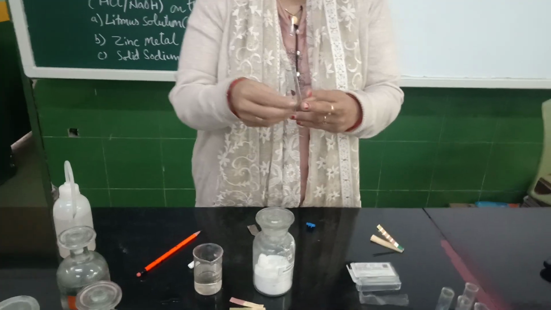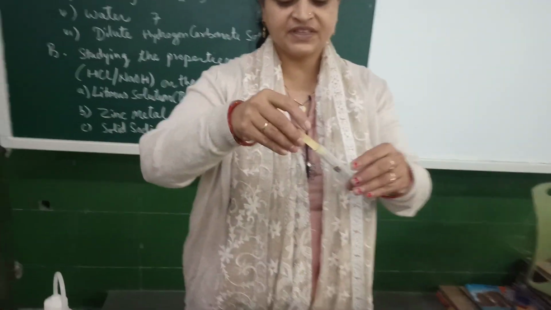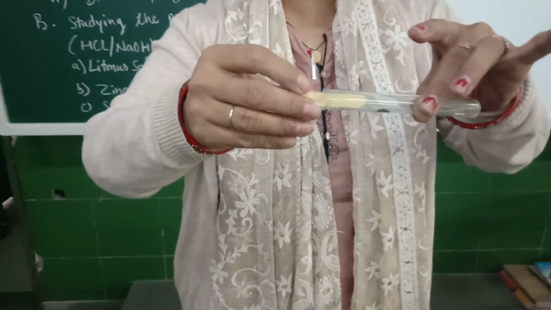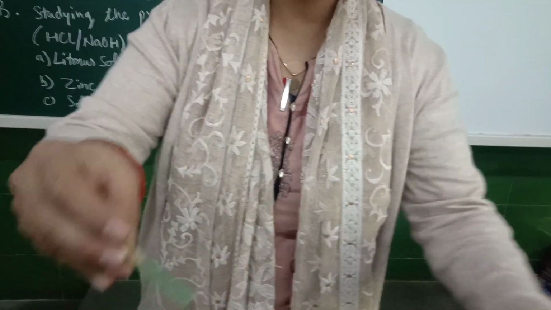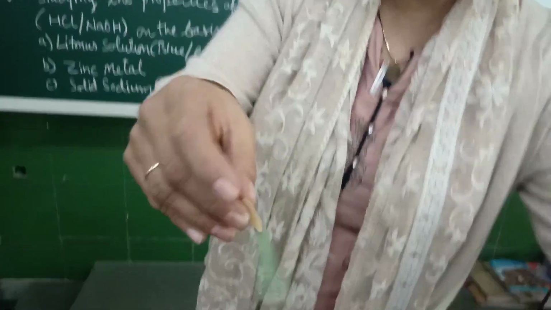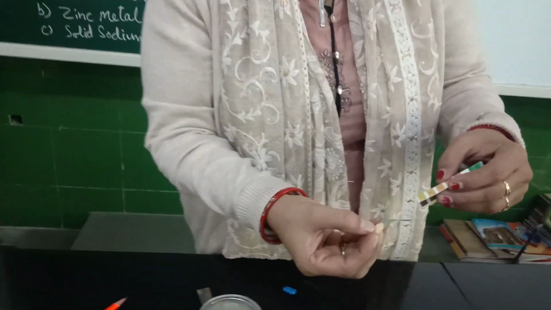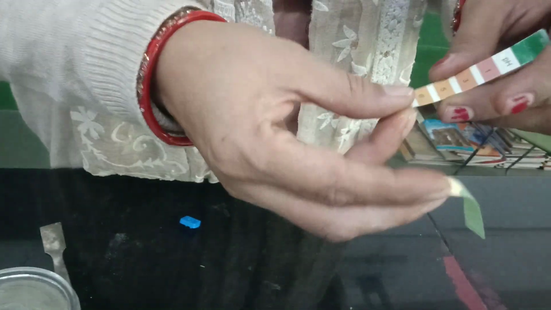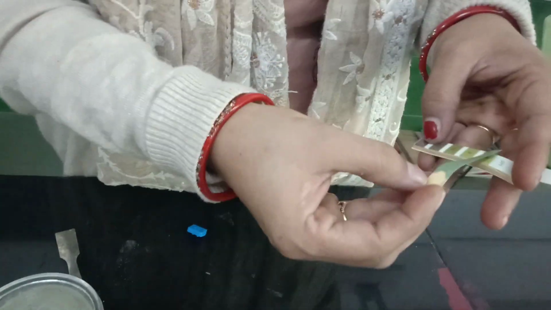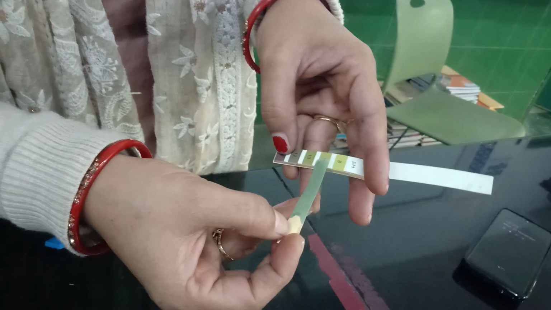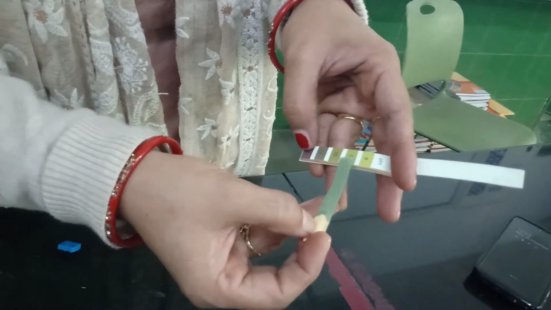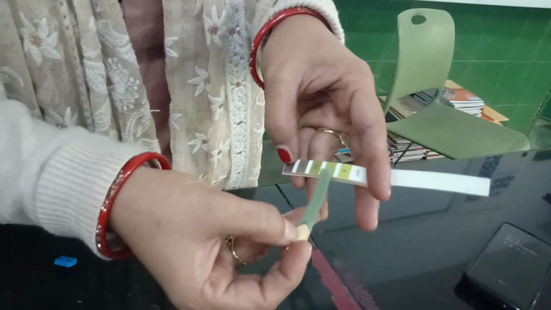Now let us check it. Any guesses whether it will show acidic, basic or neutral? Yes, observe the change in color of this litmus paper. Let us match this. Is it 7? No, it is more than 7. Let us check it. It is coming around 8 to 9.